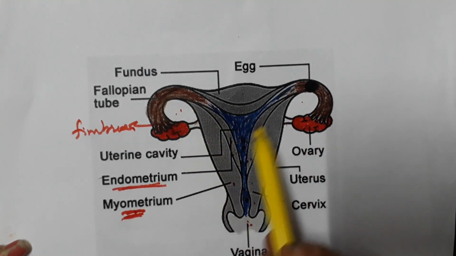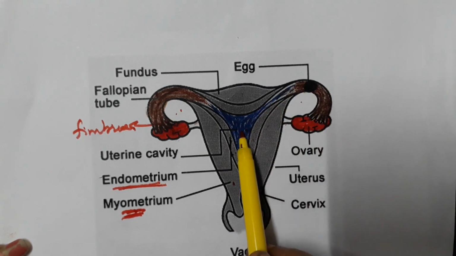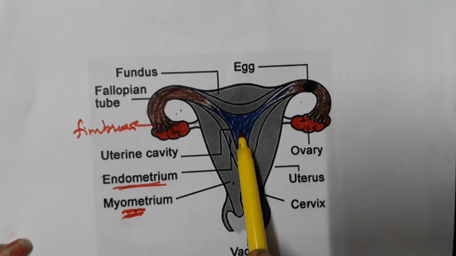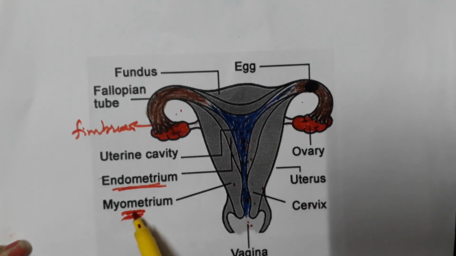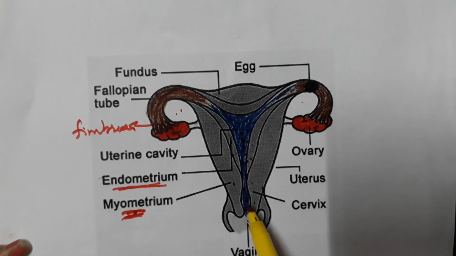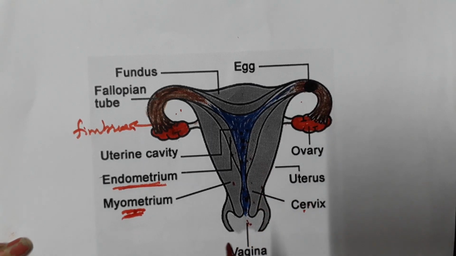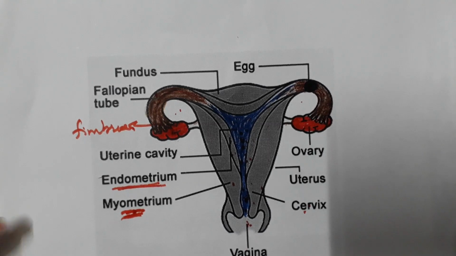Uterus collects the fertilized egg from the fallopian tube. 9 months development of egg takes place inside the uterus. Placenta formation takes place in the uterus. And after completion of 9 months, powerful contraction in the myometrium takes place which helps in the childbirth. The last narrow passage of uterus is the cervix. Through the cervix, uterus opens into the vagina. And the last part is vagina, which acts as a copulation canal and birth canal.